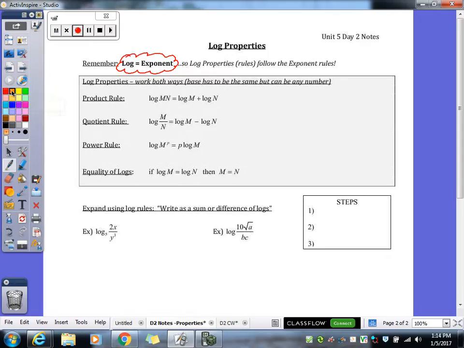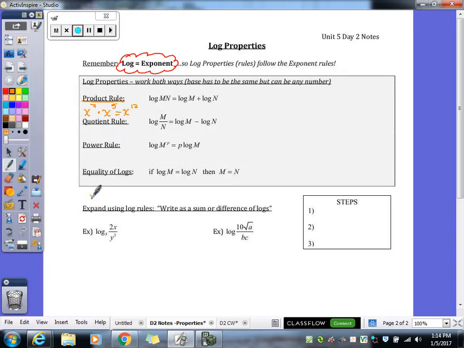So since logs are just basically your exponents, when it comes to the product rule, which means our multiplication, you have to think back to your exponents. Let's say I had x to the 7th times x to the 5th. What do we do with our exponents there? Add them. And we would get x to the 12th.